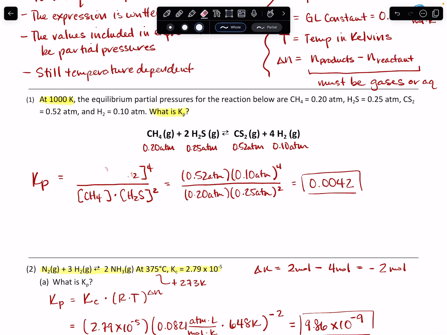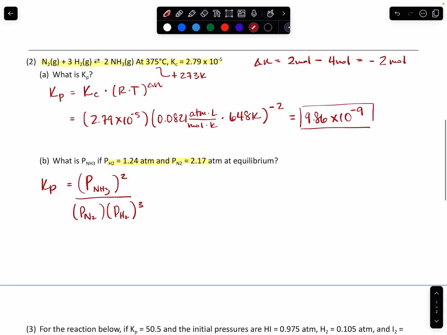You guys see what I did up here? I listed all of these as concentrations. That's one thing to keep in mind: these are partial pressures. So CS2 times the partial pressure of H2, and this needs to go up to the fourth power. Down here, the partial pressure of CH4 and the partial pressure of H2S squared. Sorry about that. We should list them as partial pressures.